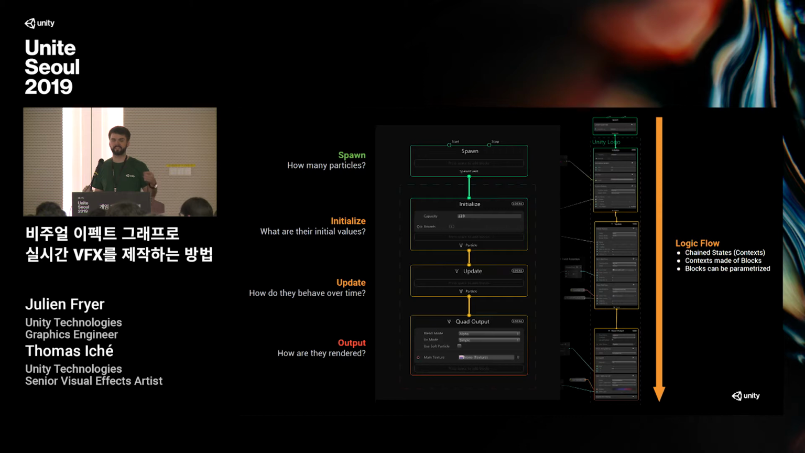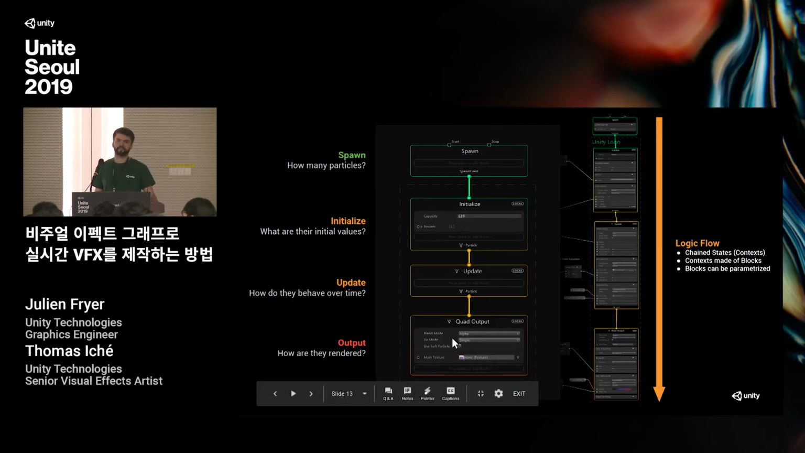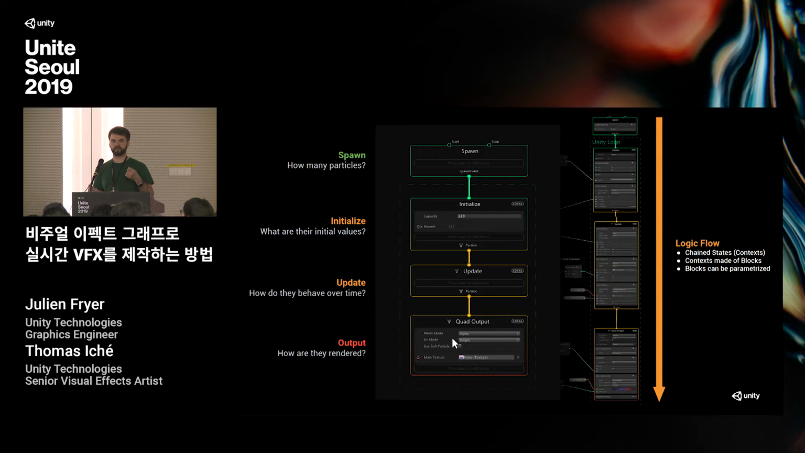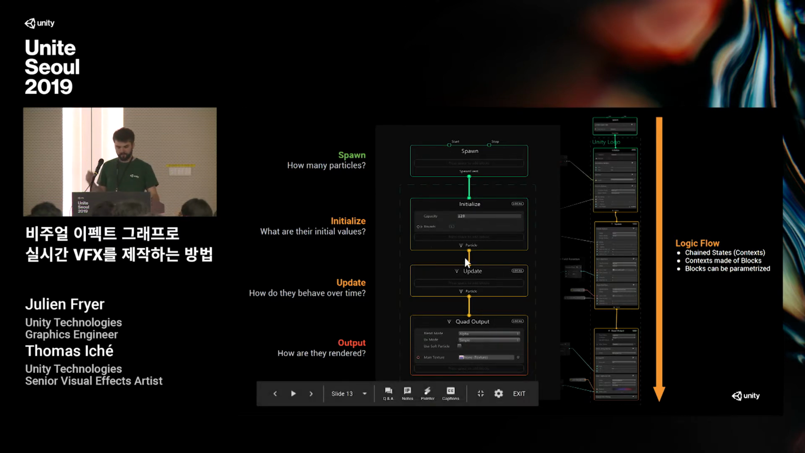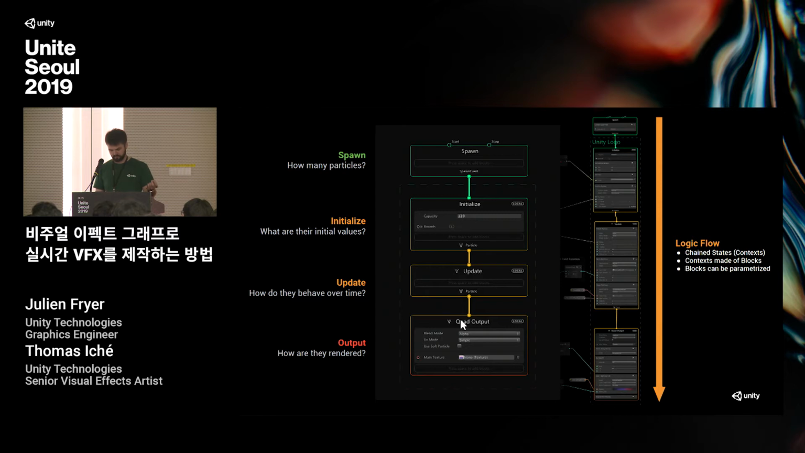Then we have the initialize context that will perform the computation at the birth of the particle, so it will initialize the particle with values. Then we have the update context that will be executed every frame for every living particle. And at the end, we have the output context that takes the simulated particles and gives one shape to every particle. So we have one simulation and we can give one shape to every particle, but we can also give many shapes to every particle.